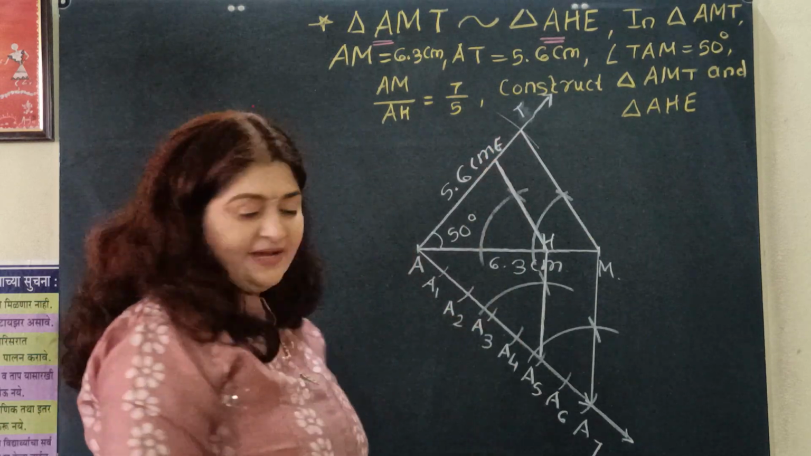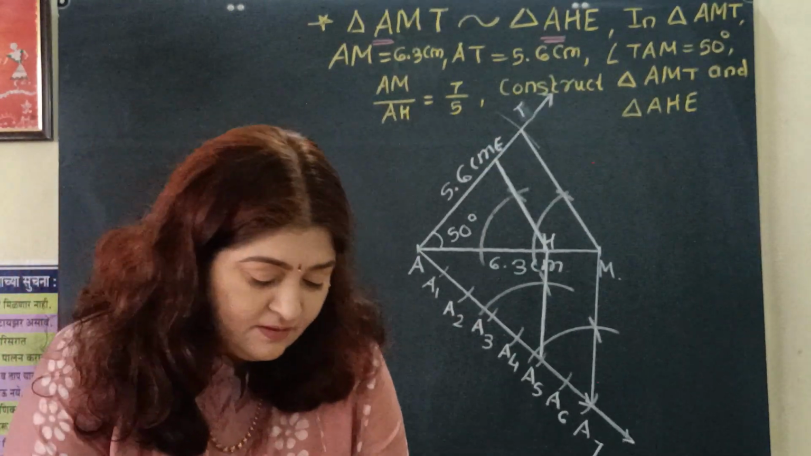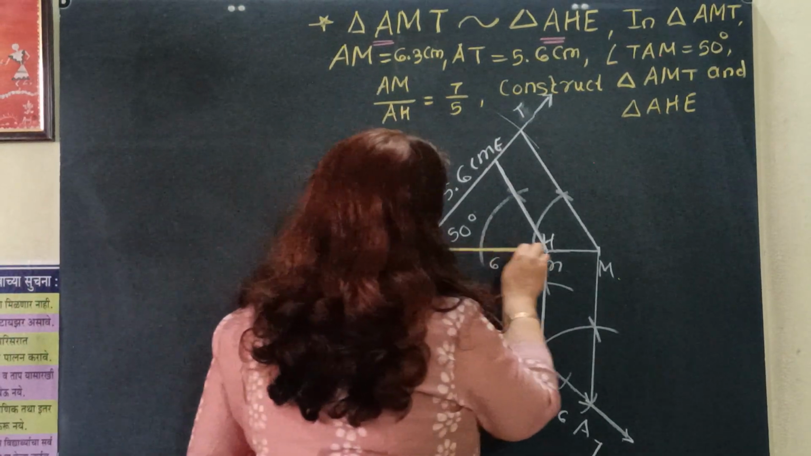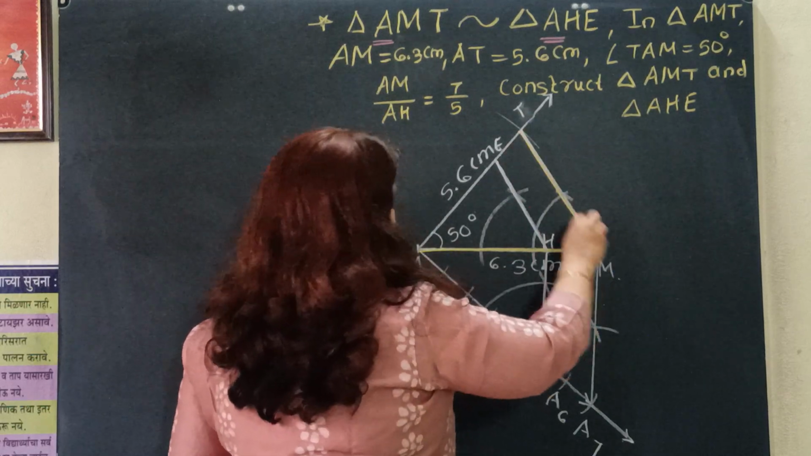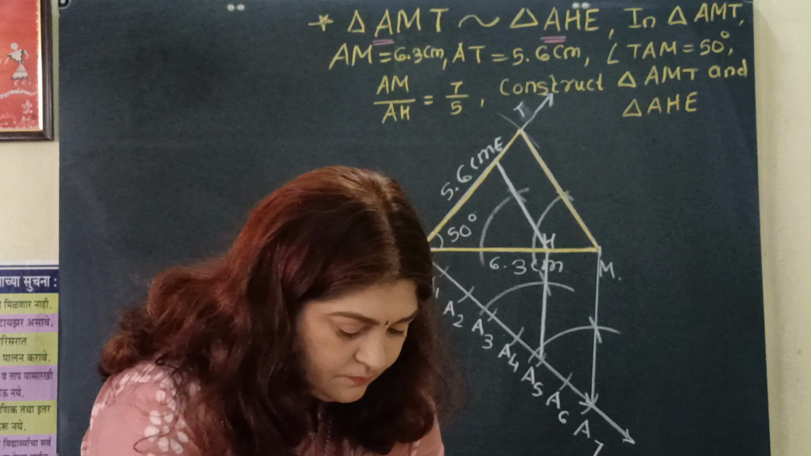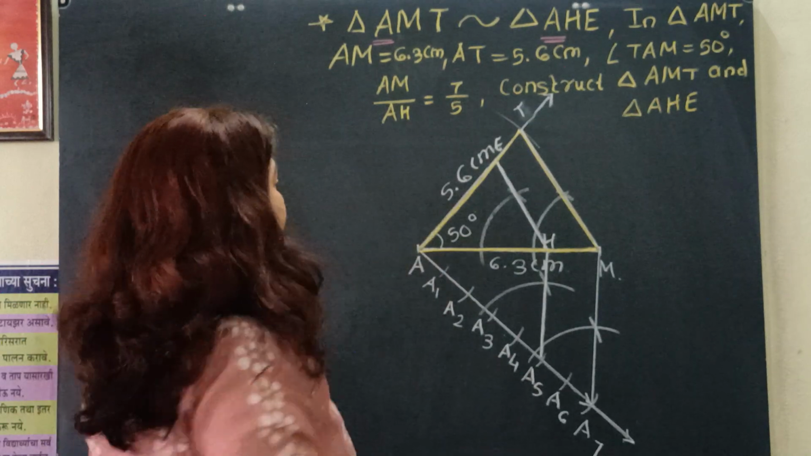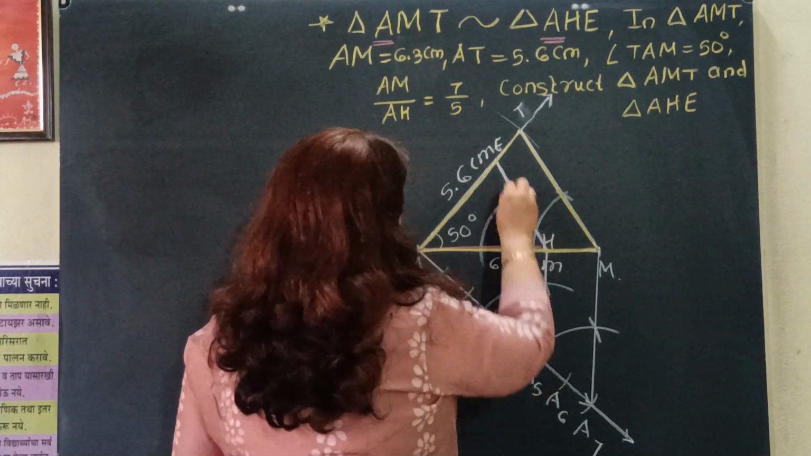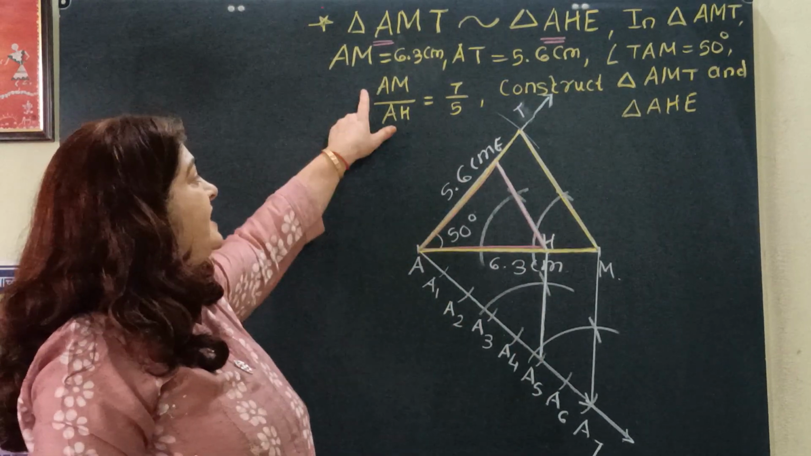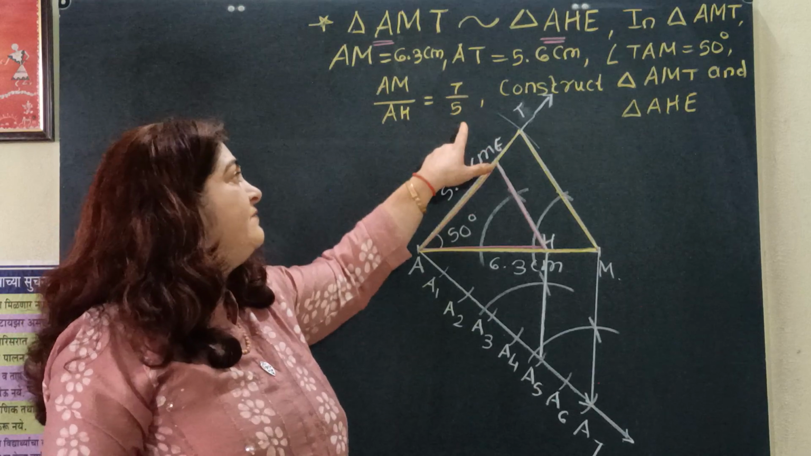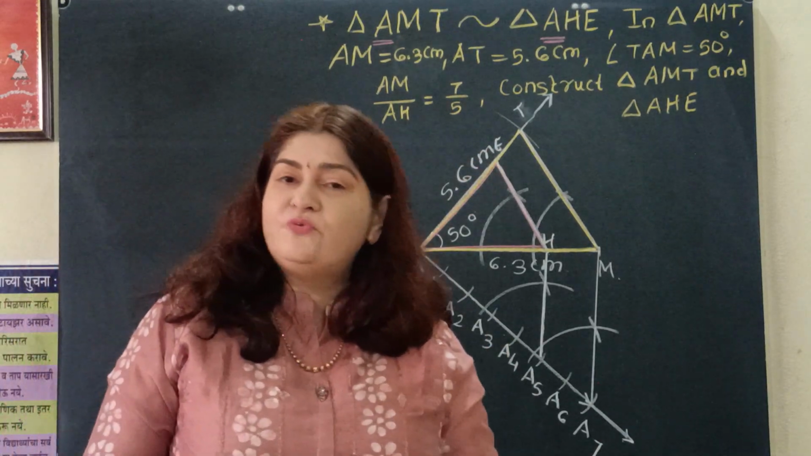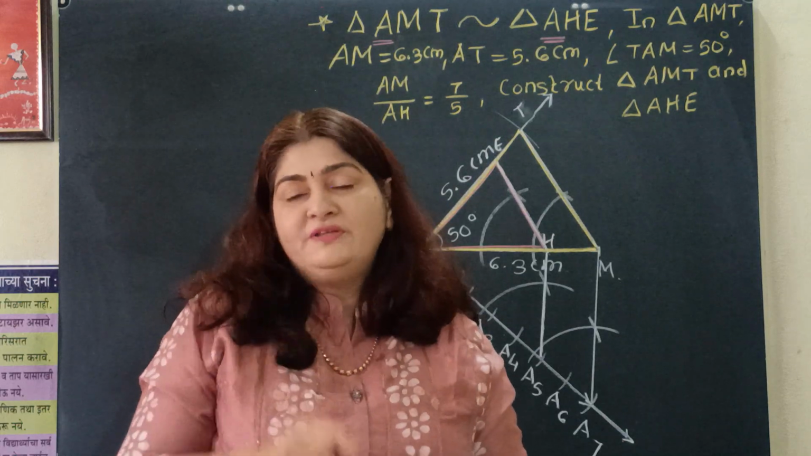So we got two triangles here. The first triangle is AMT, and another triangle is AHE. And they are similar, and their ratio AM upon AH is 7 upon 5. So this way we can construct two similar triangles having one common vertex.